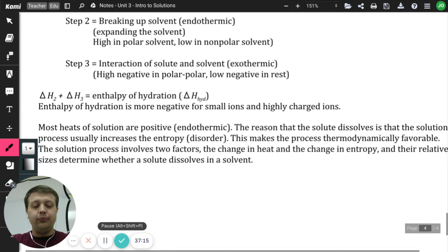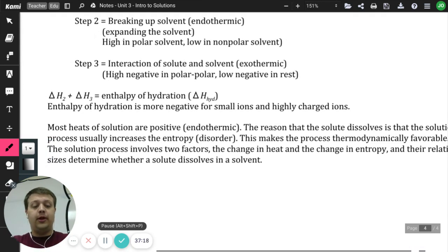So it's thermodynamically favorable. And the process involves two factors. The first is going to be the change of heat, and the second is going to be the change in entropy. And the relative sizes of those numbers is actually going to determine whether or not a solute is able to dissolve in a solvent. So essentially, if we're looking at all those numbers and comparing their sizes, that is going to be what determines whether or not something will actually dissolve in the grand scheme of things.